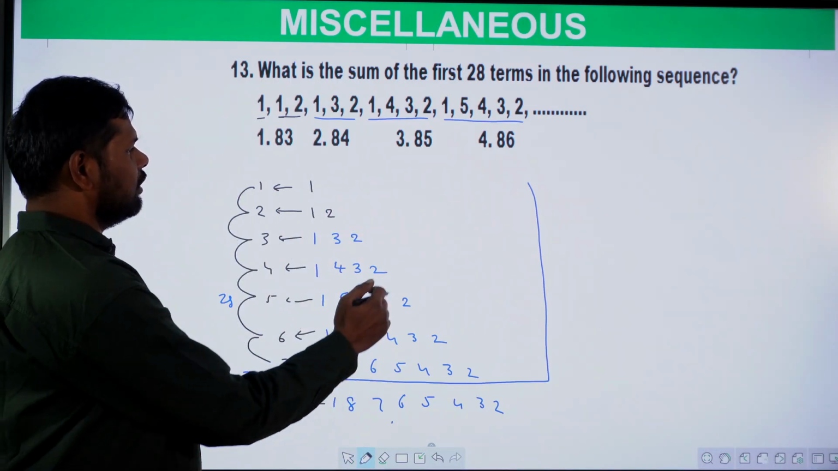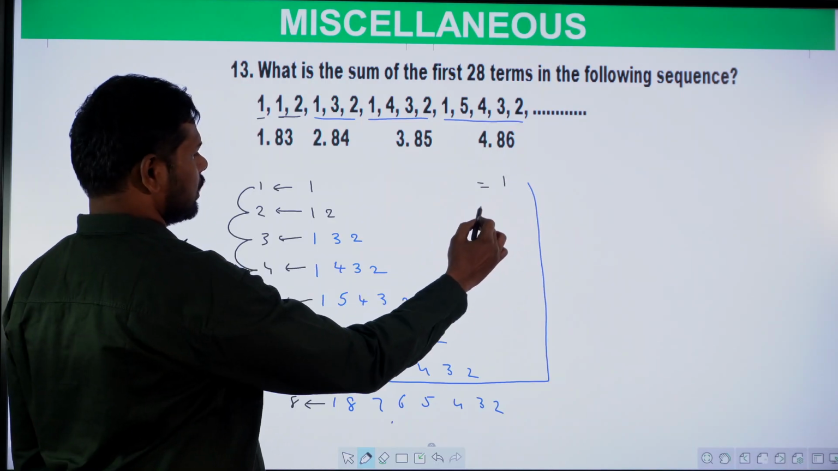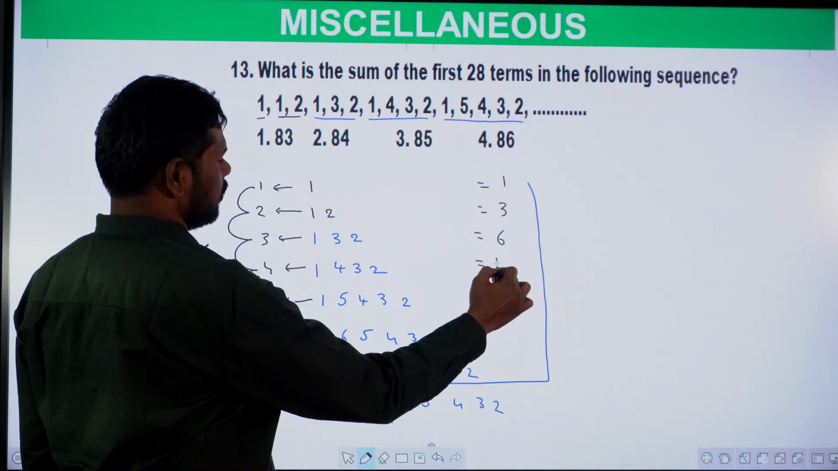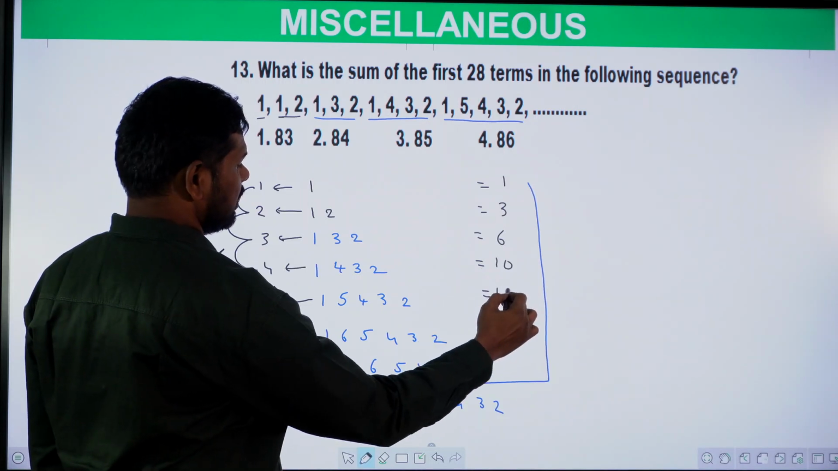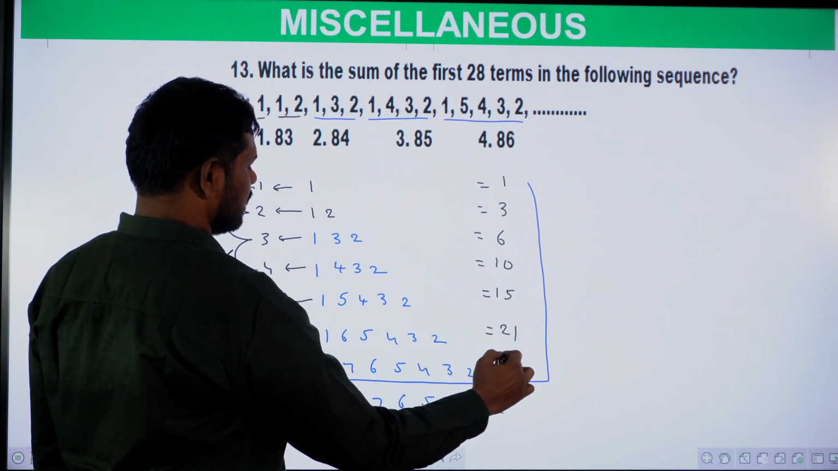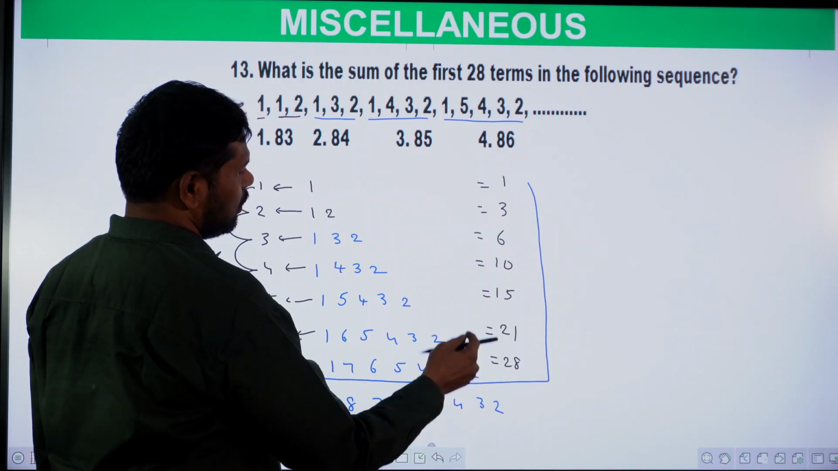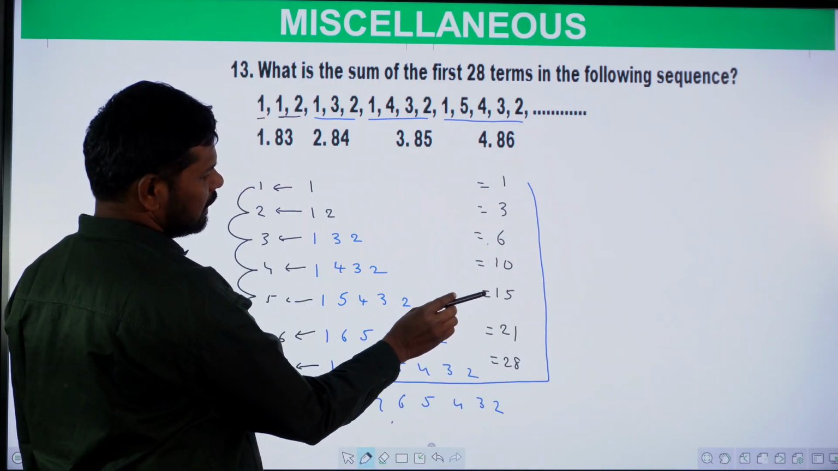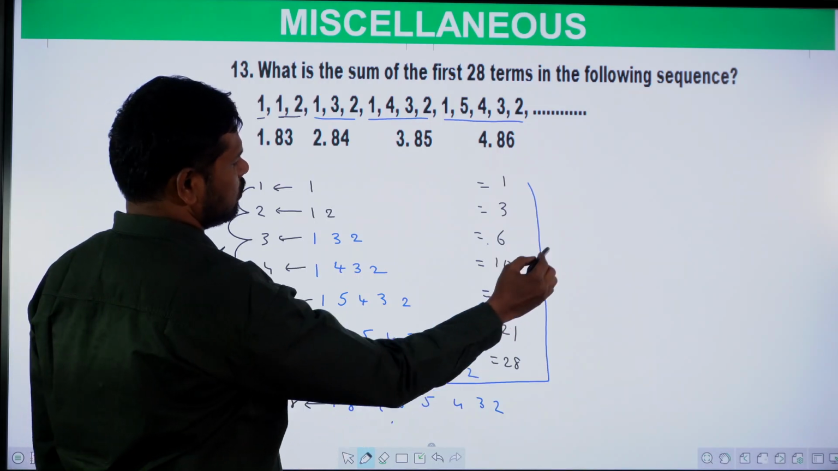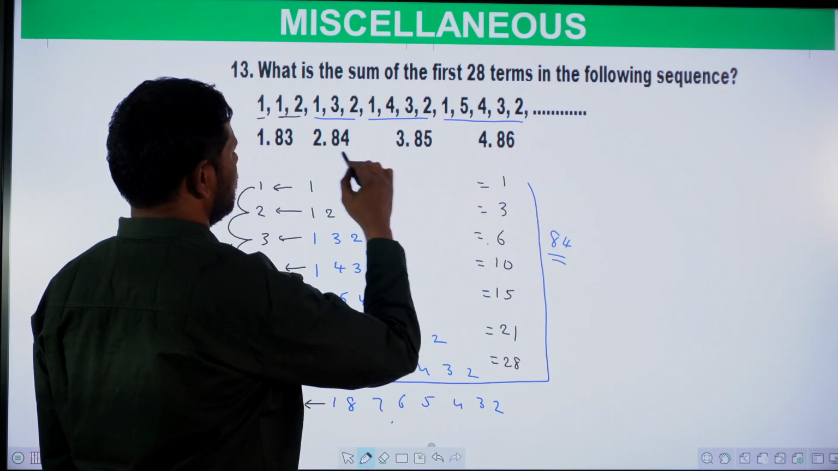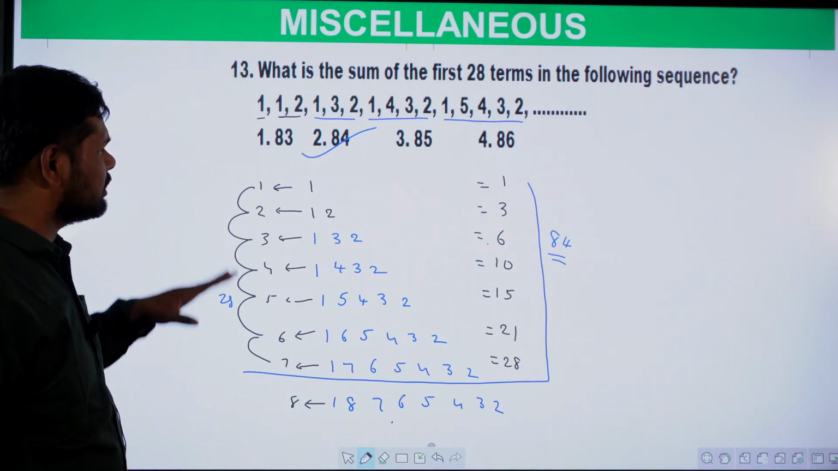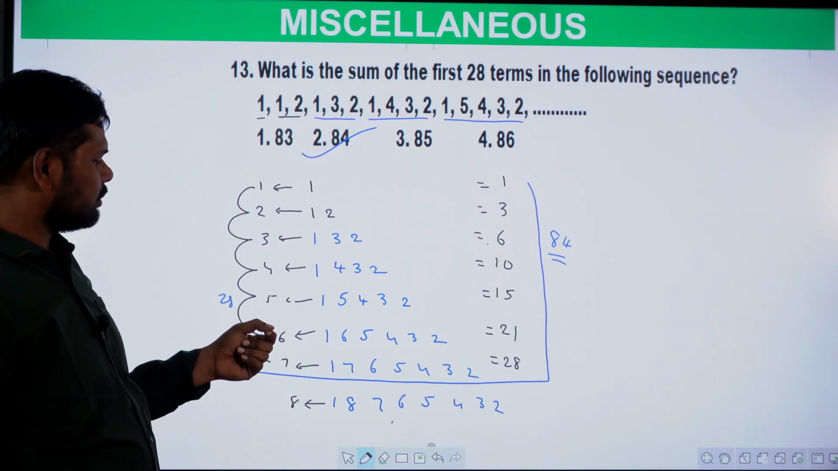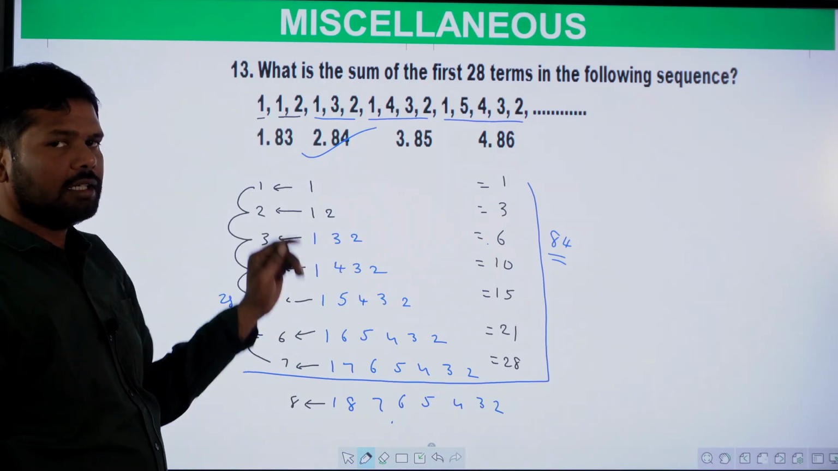What is the sum of the values here? First row 1, second row 1 plus 2 is 3. Here 3 plus extra 3 is 6, 6 plus 4 is 10. 10 plus 5 extra is 15. Here 21 plus 28. Now add all: 1 plus 3 is 4, 4 plus 6 is 10, 10 plus 10 is 20, 35, 35, 56 plus 28 is 84. That is the answer. Very simple question. You just need to observe the series and write the pattern. How many terms are they asking? First 28 terms, and you will get the exact answer. That is clear. 84.